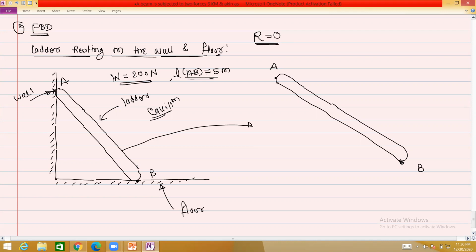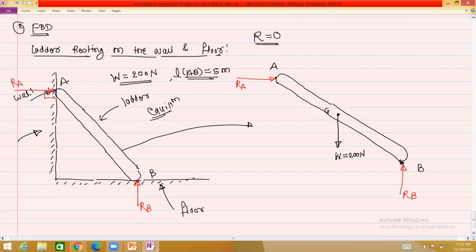So the forces which are acting on this ladder AB, first will be the weight, 200 Newton. This point is nothing but the center of gravity. So weight will act in the downward direction, along the negative y direction. So this is W, equal to 200 Newton. So what are the other forces acting on this ladder? You can give the answer in the chat box.